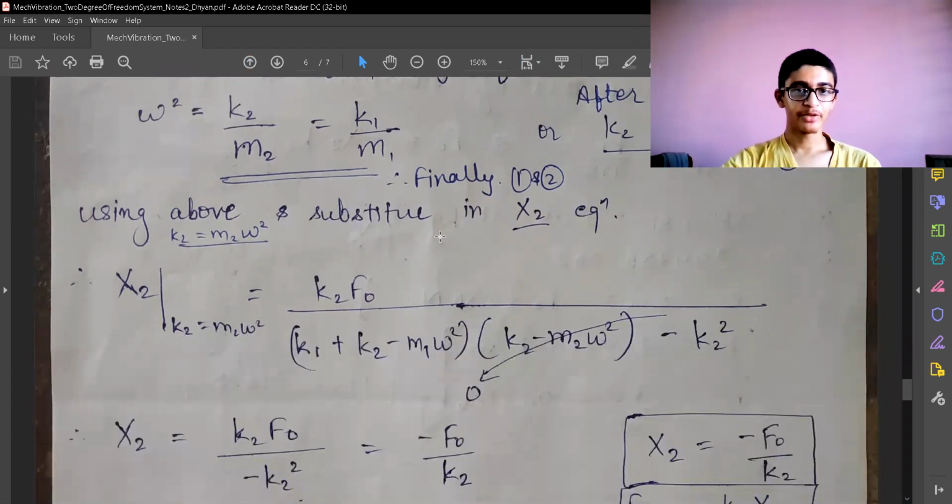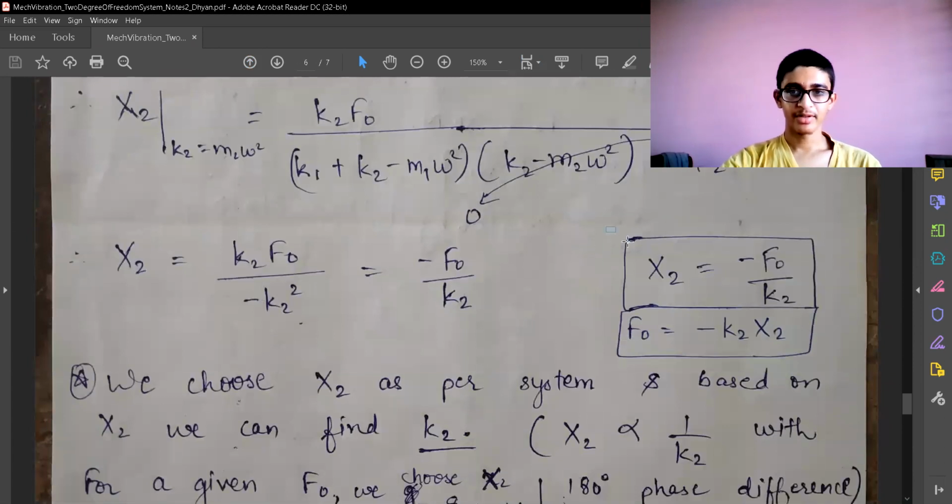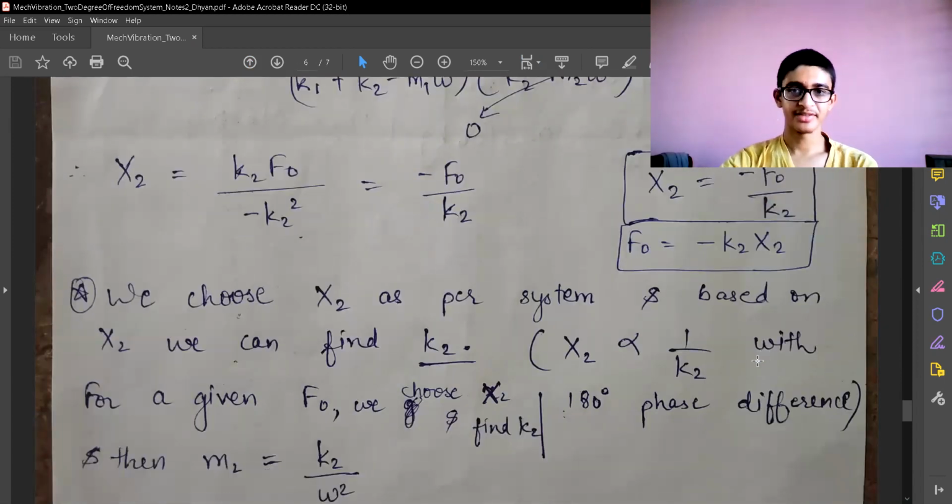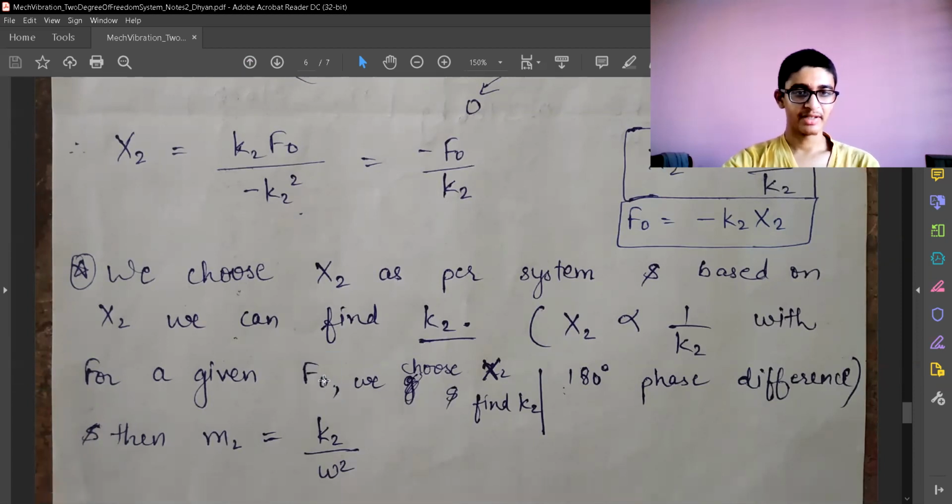So we can substitute back the values of omega in my function and get the value of x2. So we have got the relation of x2 in terms of F naught, that is the external force, and stiffness. What our aim is, we can choose the value of x2 as per the system, and based on x2 we can find the value of k2, and we know what the force is needed. So we are given the force, we choose x2, find the value of k2, and that's all. We have designed our vibration absorber.